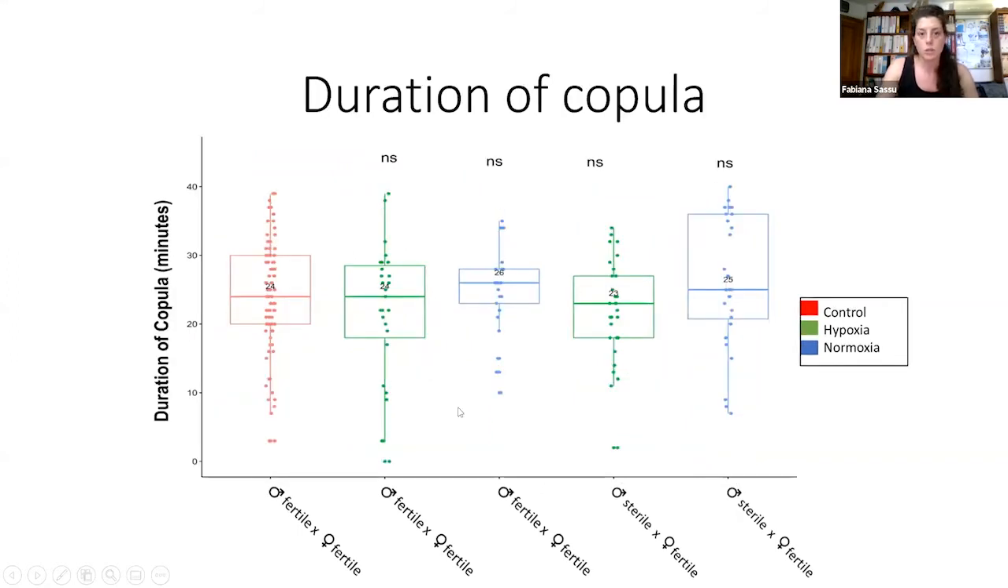Similar results we also have for the duration of the copula. This is usually one of the parameters which can have some consequences from irradiation. In some insect pests, irradiation reduces or prolongs the time of copulation. But in our case, there was no difference between the sterile males and the fertile males, whether there was competitiveness or not.